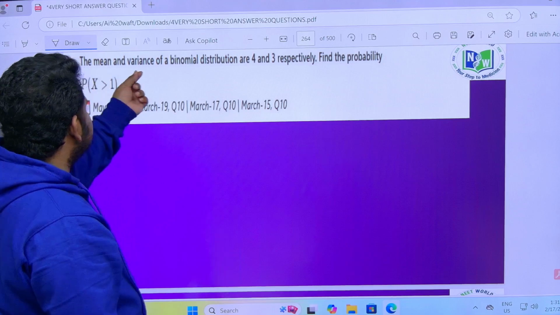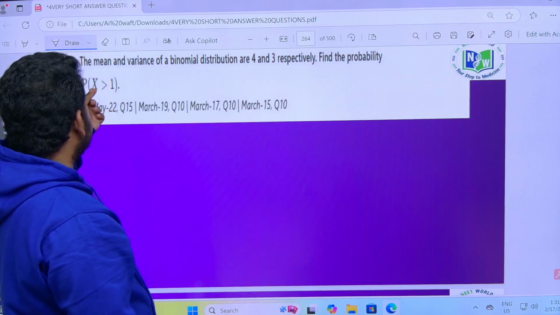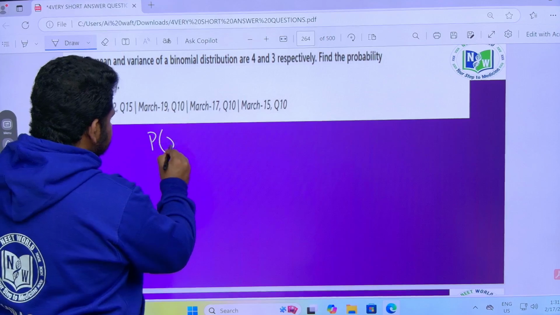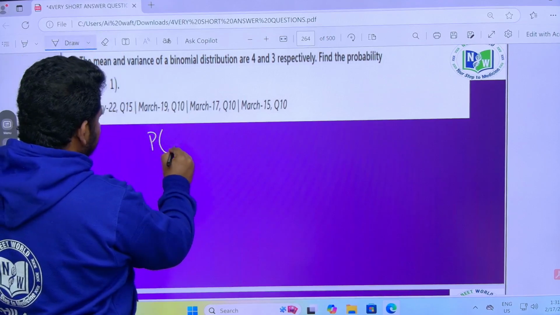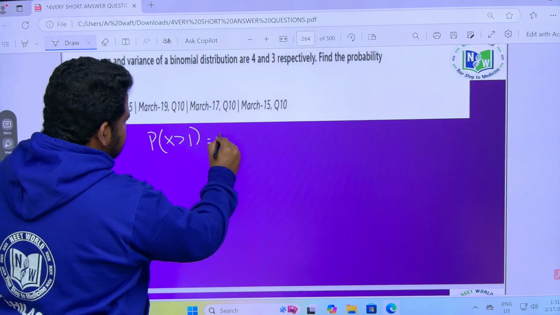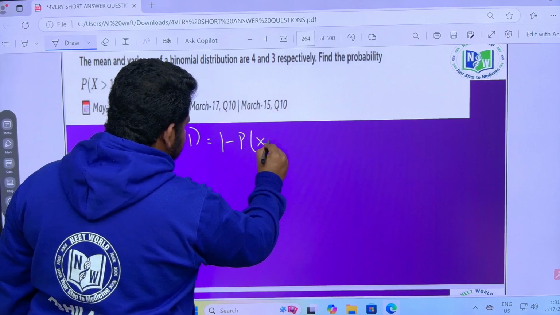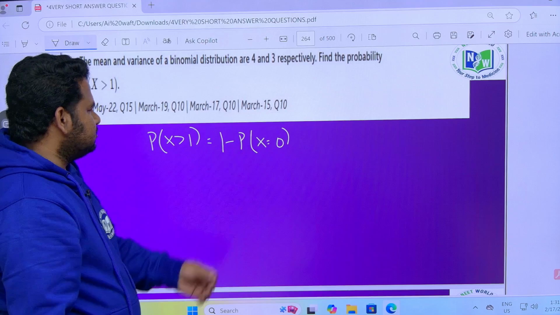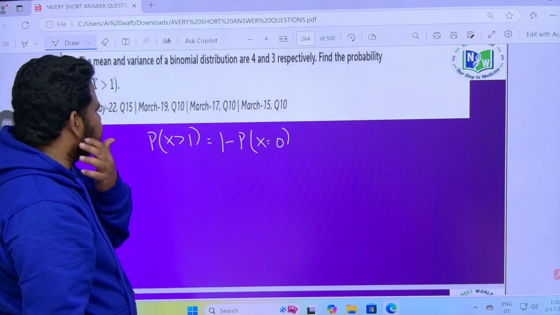Okay. The mean and variance of a binomial distribution are 4 and 3 respectively. Find the probability of P of x greater than 1. So they are asking us to find P of x greater than 1. To find this, I can write it as 1 minus P of x is equal to 0, or I can write it as P of x is equal to 0 or equal to 1.